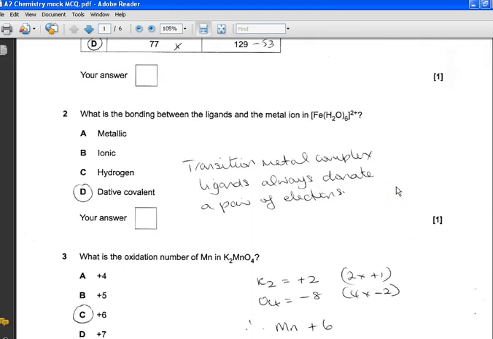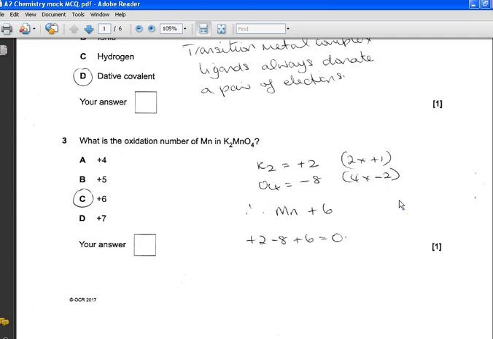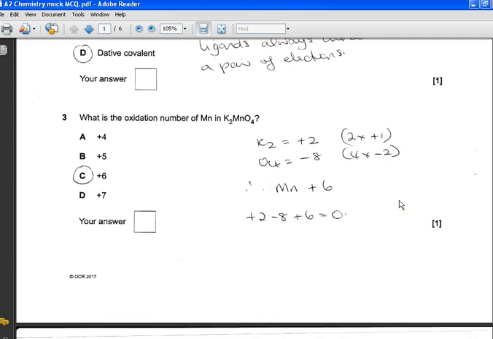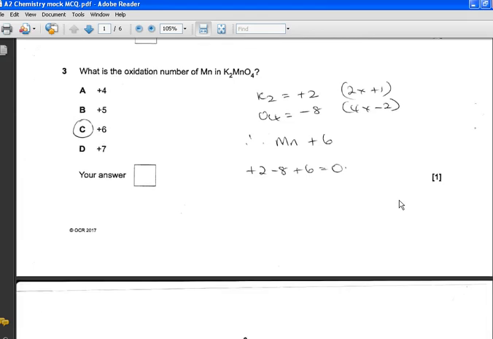Okay, what is the bonding between the ligands and the metal ion in that complex that's given there? Always dative covalent because ligands donate a pair of electrons. That's one of their different definitions. The oxidation number of manganese in potassium manganate: potassium is always +1, oxygen is always -2, and then the difference to get us back to 0 will be your manganese, which in this case is +6.